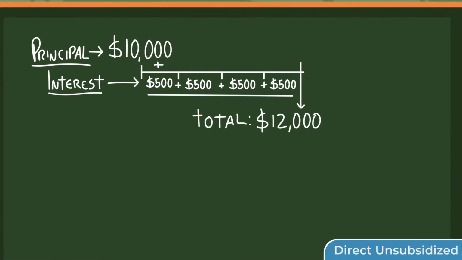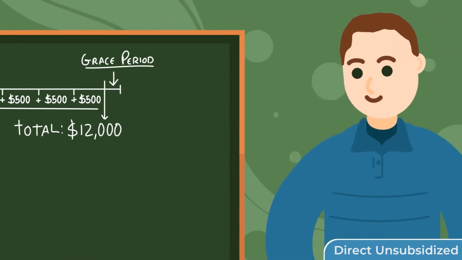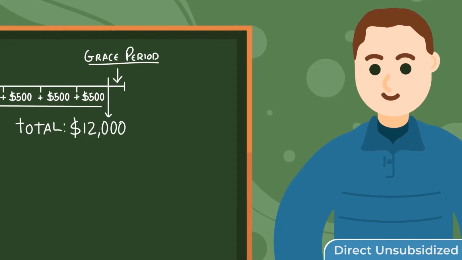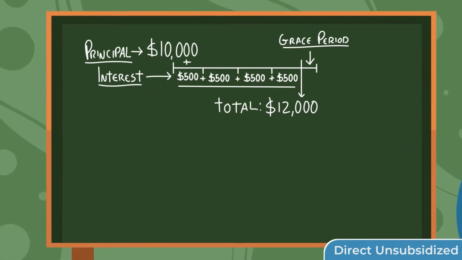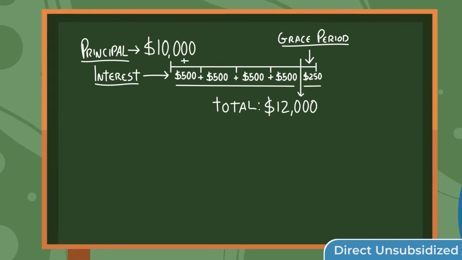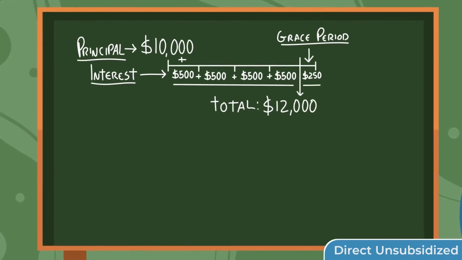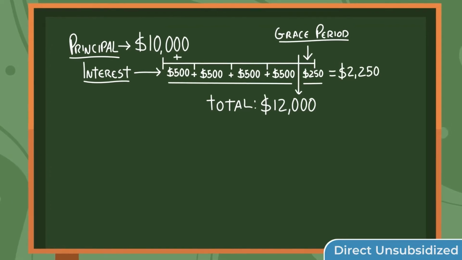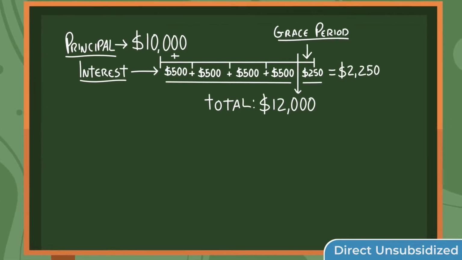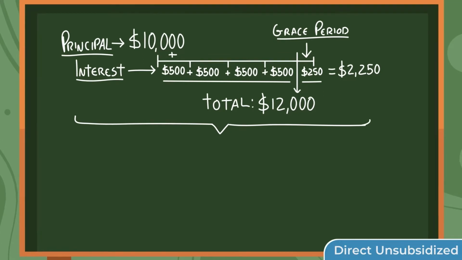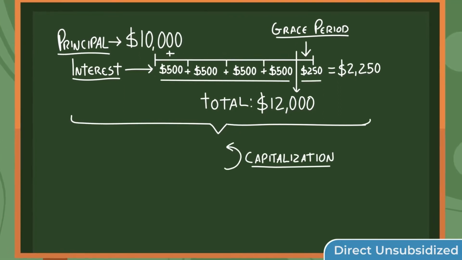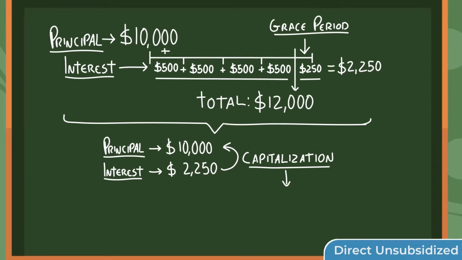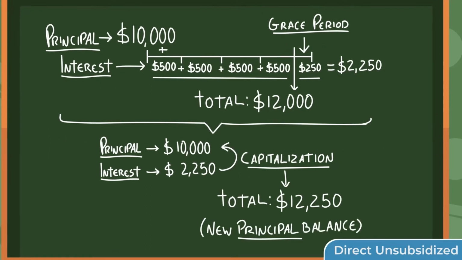After you graduate, you're given a 6-month grace period, which is just a period of time where they don't yet require that you start making monthly payments. This 6-month grace period adds another 6 months worth of interest, in this case $250 to your debt. At the end of this grace period, if you haven't paid off the $2,250 in accrued interest, then it will be capitalized. Capitalization is a process of taking interest that's owed and rolling it into your loan principal balance, effectively growing your student loan balance.